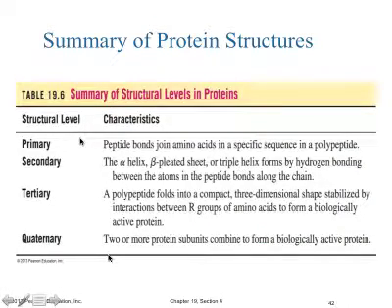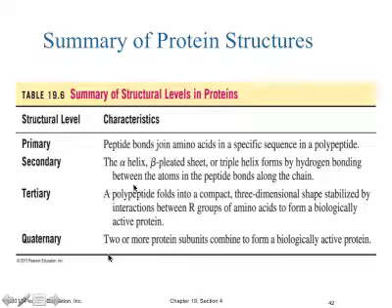So, summary of protein structures. Primary, peptide bonds joining amino acids into a chain. Secondary, alpha helices, beta sheets, beta helices as well, and triple helices formed by hydrogen bonding between the atoms in the peptide bonds. Tertiary is when you fold into a compact three-dimensional state stabilized by interactions of the R groups. So secondary is hydrogen bonding, not between the R groups, but between, remember, the carboxylate group and the nitrogen group on the chain of this primary structure. Tertiary is interactions between the R groups.